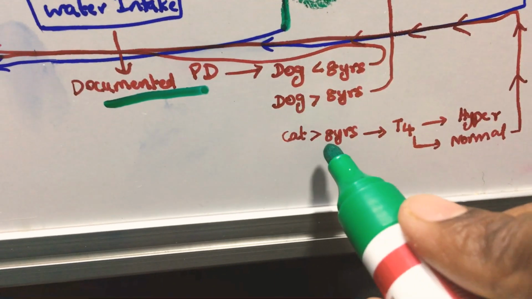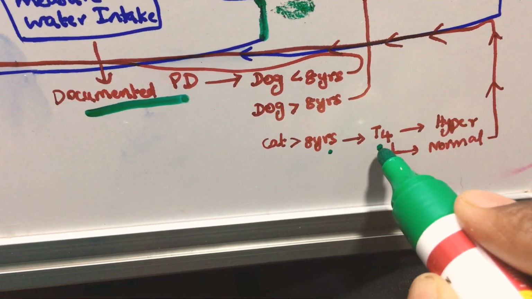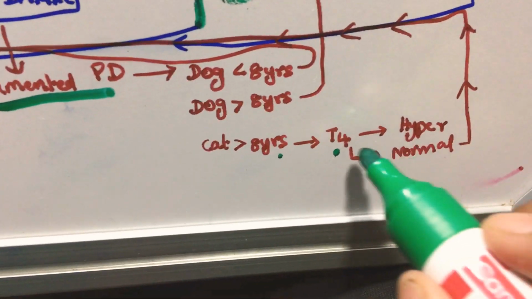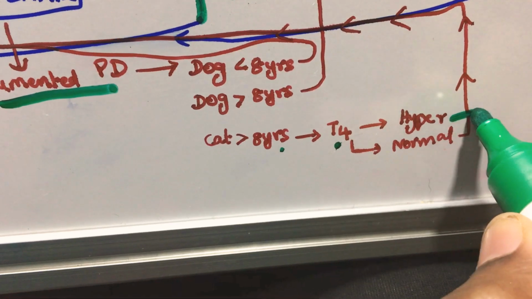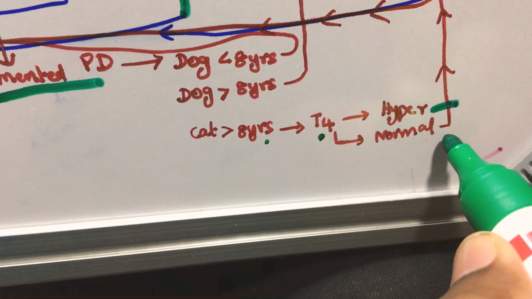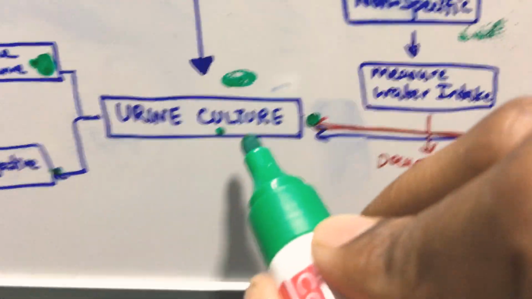If it is a cat that is more than 8 years old, then the first thing you need to do is measure T4 levels. If the T4 levels are elevated, then it is hyperthyroidism. If the T4 levels are normal, then again you need to proceed with urine culture.